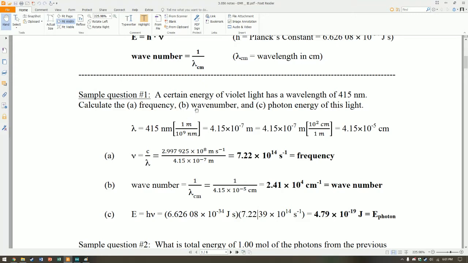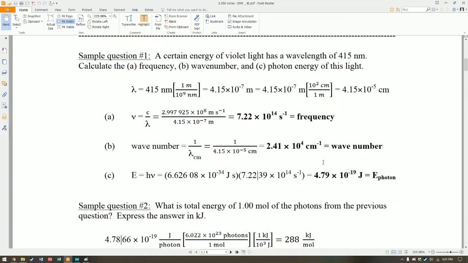A certain energy of violet light has a wavelength of 415 nanometers. Calculate the frequency, wave number, and the photon energy of this light. So it's just rearranging equations, plugging and chugging. Here we use c, the speed of light, equals the frequency times the wavelength. We isolate for frequency, and then the wave number is 1 over this. And then we get that.